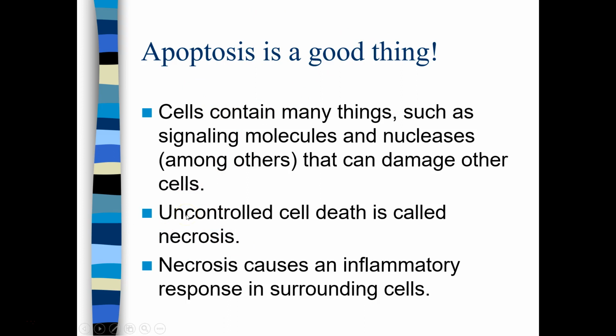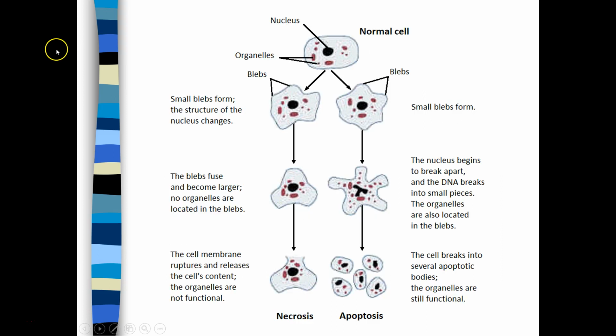Necrosis also causes an inflammatory response in surrounding cells. And inflammatory responses are problematic. They take energy. It's no good. So the body wants to avoid necrosis, and because of that, evolution ended up adopting the system of apoptosis for multicellular organisms.